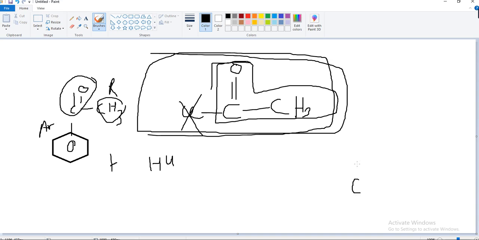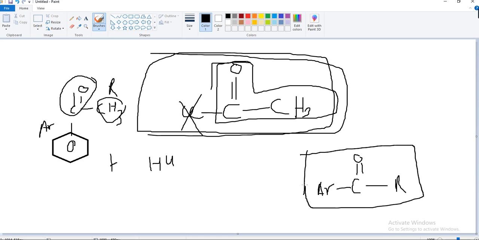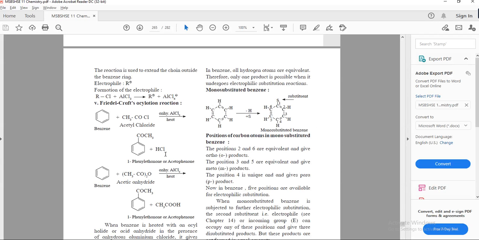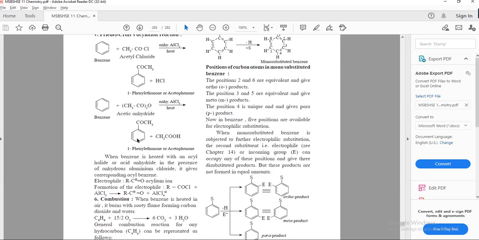The functionality of a ketone is C double bond O with R and Ar. C double bond O with R and Ar is the functionality of a ketone. Aromatic ketones. Yes, so it is Friedel-Crafts acylation.